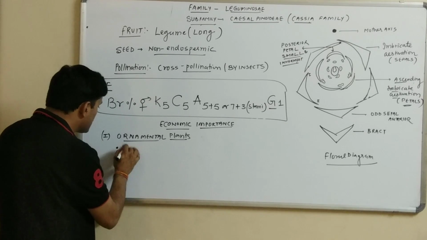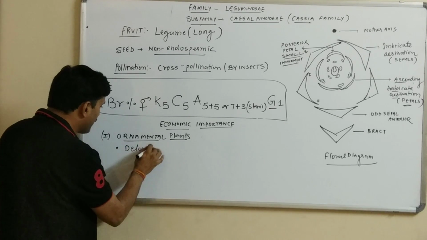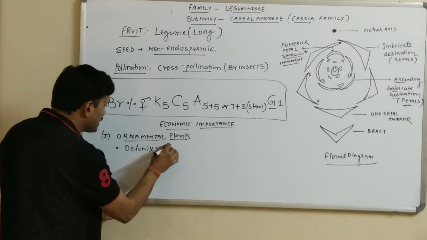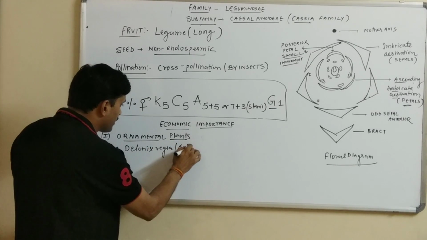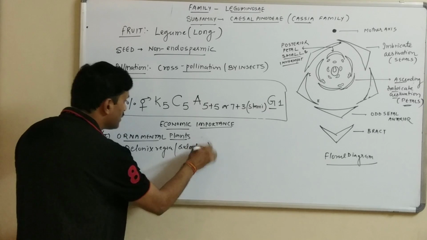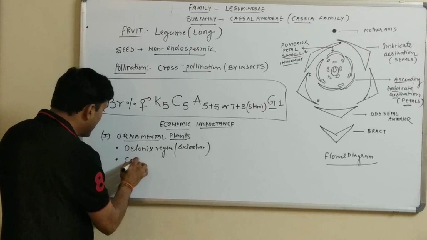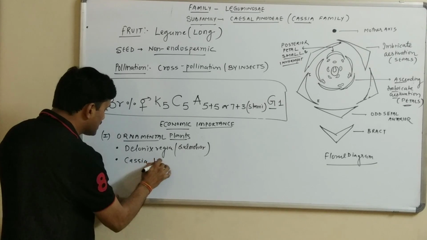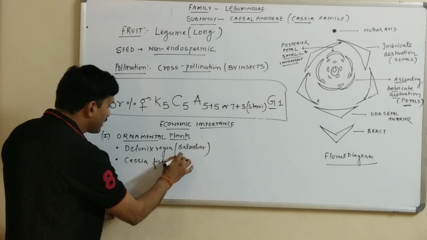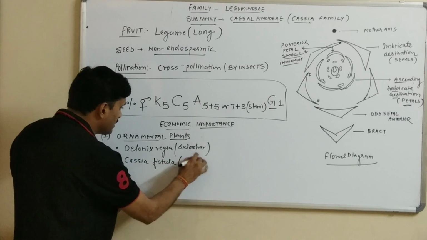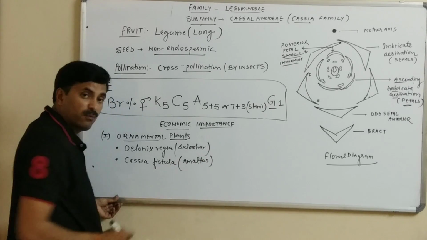For example, the very first is Delonix regia. Delonix regia is also called gulmohar. It has beautiful red flowers. Another one is known as Cassia fistula. It is also an ornamental plant, right? It is also called amaltas and it has beautiful yellow flowers.